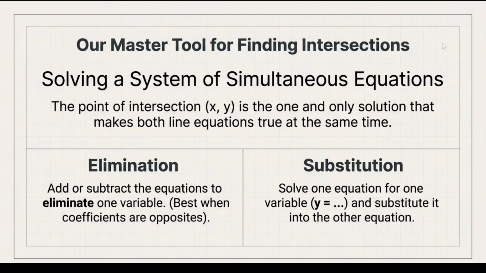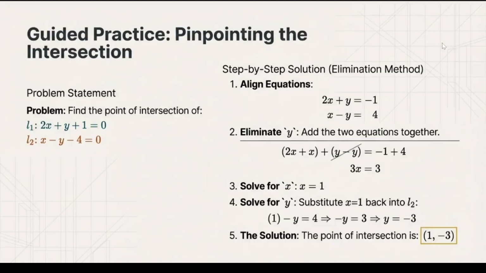In the elimination method, we add or subtract the equations to eliminate one variable. It is best when the coefficients are opposites. While the substitution method is used to solve one equation for one variable, suppose y = mx + c, and substituting it into the other equation.